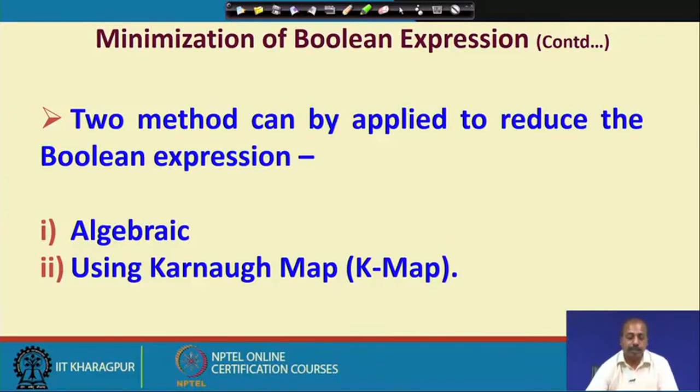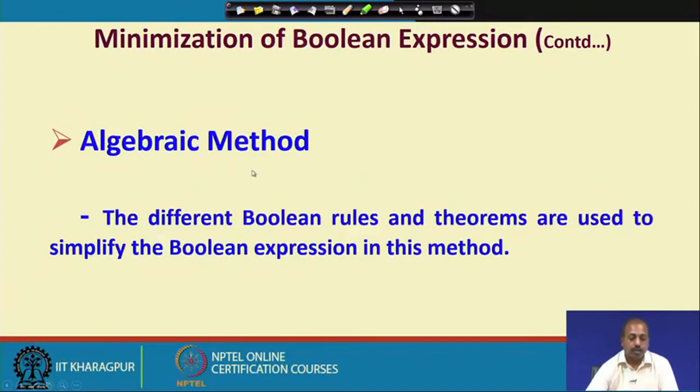So, that makes it difficult, whereas in Carnot map there are some rules, and if you follow those rules then you will definitely get a minimum form expression. In this algebraic method, the different Boolean rules and theorems that we have discussed in our previous classes can be applied for simplifying the Boolean expression. So, this is the algebraic method.